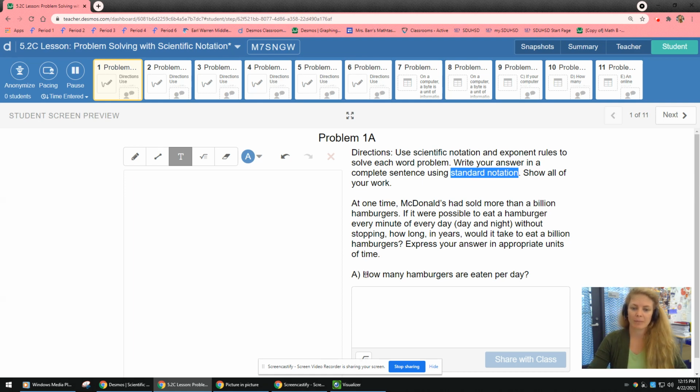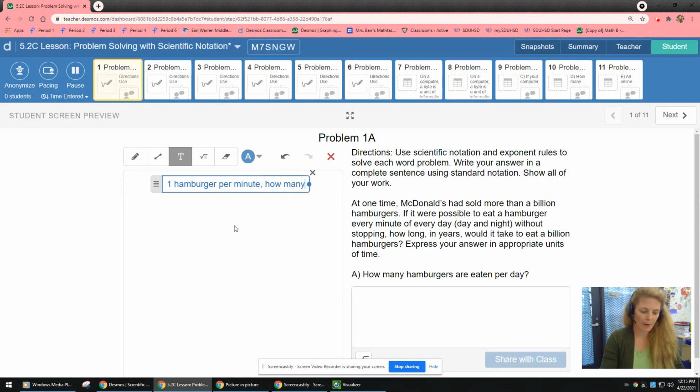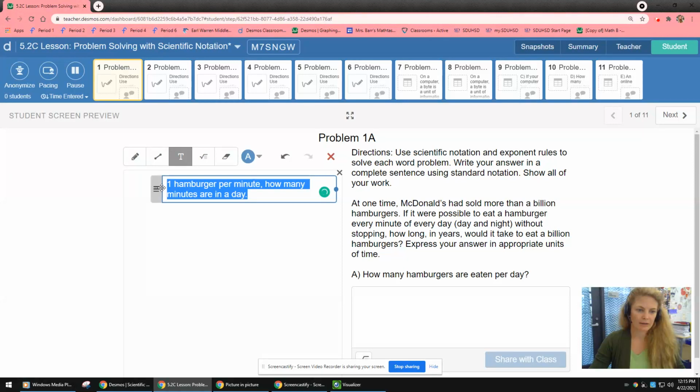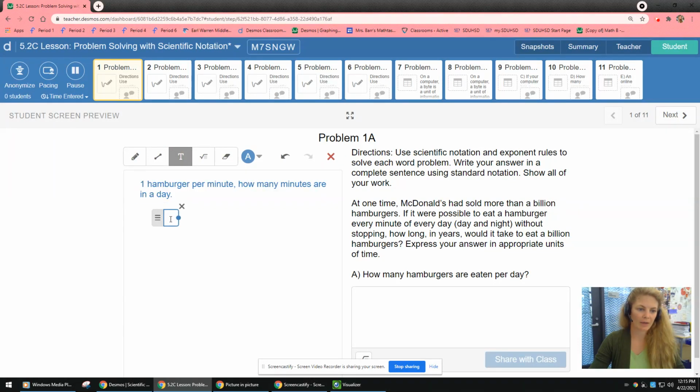So we're going to break this problem down. Part A says how many hamburgers were eaten per day? Well, if we know that 1 hamburger is eaten per minute, 1 hamburger per minute, we need to know how many minutes are in a day. So, taking a look here, how many minutes are in a day?